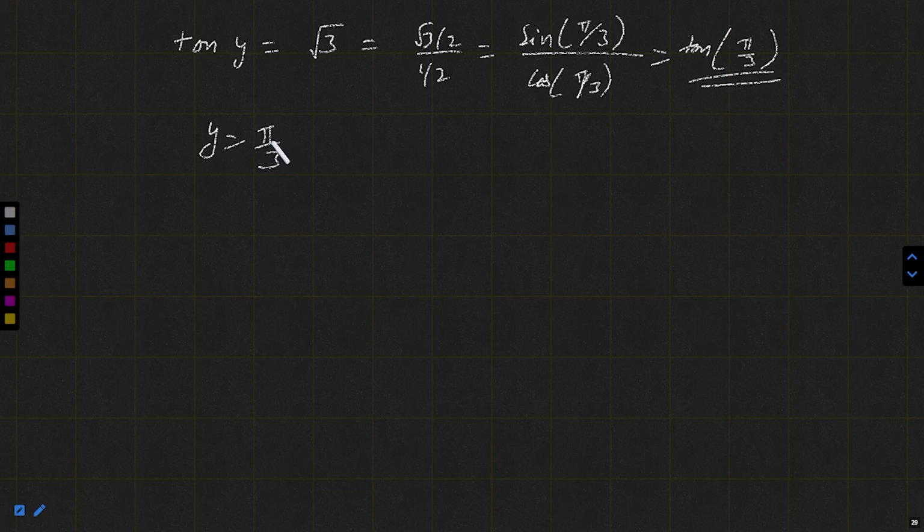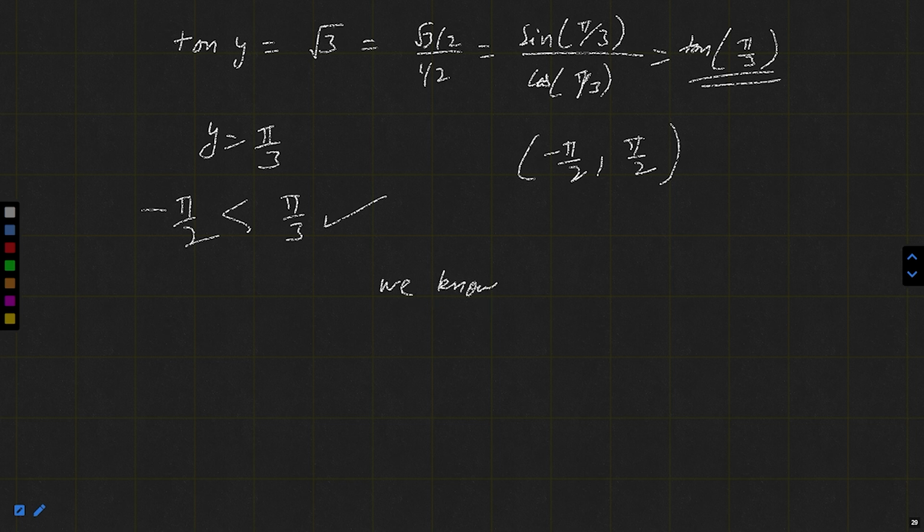Does this belong to the principal value branch? The principal value branch for tan is the open interval minus pi by 2 to pi by 2. As we know that this is positive, this must be strictly greater than minus pi by 2, and pi by 3 satisfies that. Now we know what?